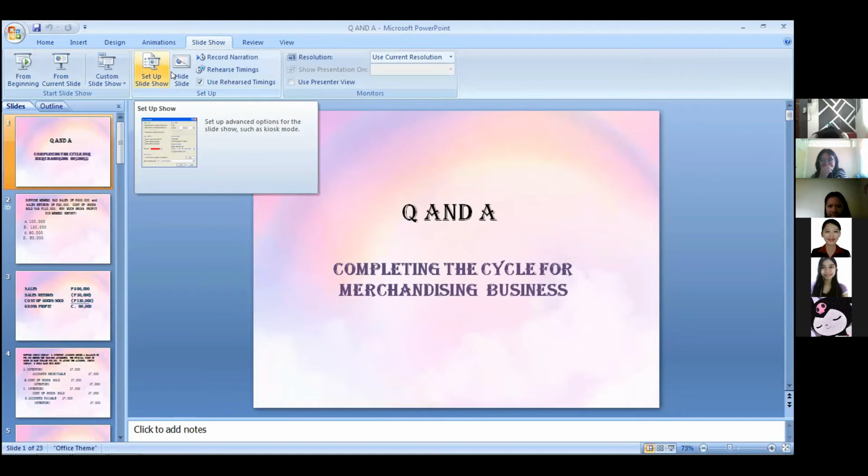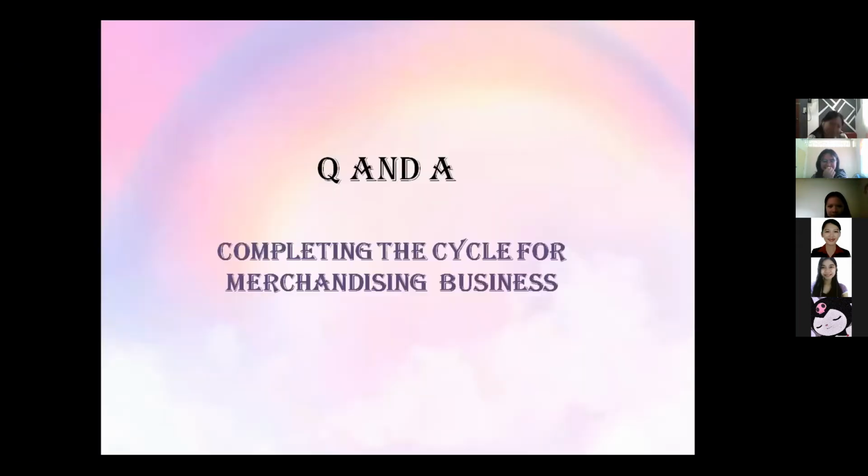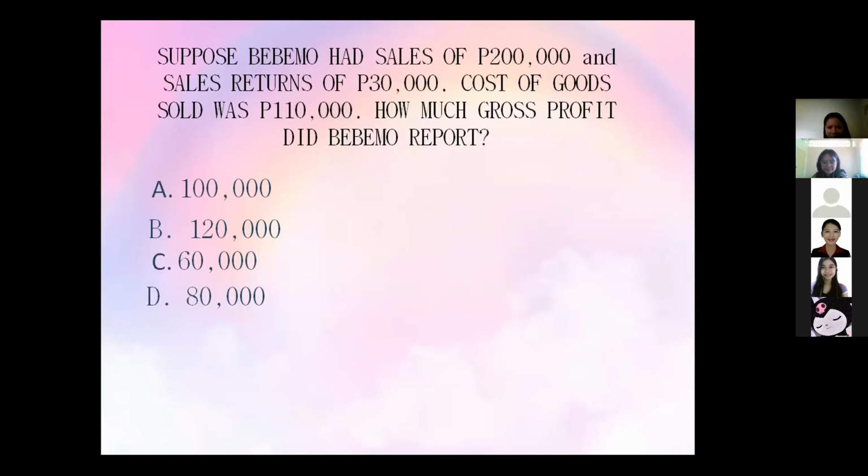Good morning, future CPA. Ayun, Q&A for completing the cycle for merchandising business. Number 1. Suppose Bebe mo had sales of 200,000 and sales return of 30,000. Cost of goods sold was 110,000. How much gross profit did Bebe mo report? A, 1,000. B, 120,000. C, 60,000. D, 80,000.